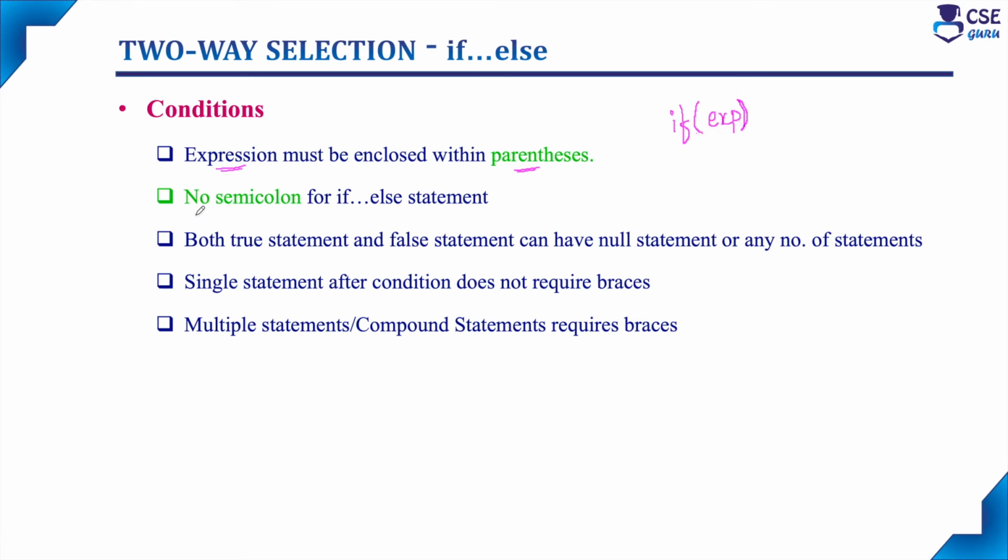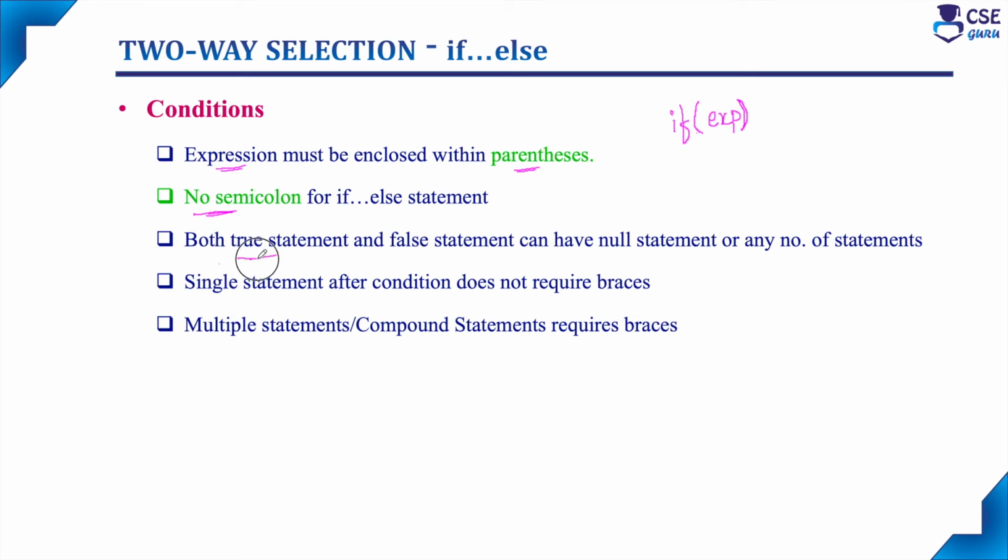The second condition is no semicolon for the if-else statement. So here we should not put any semicolon. We already know each and every statement in a C program ends with a semicolon except a few statements. One of the exceptions is this if statement. So the if statement should not end with a semicolon.